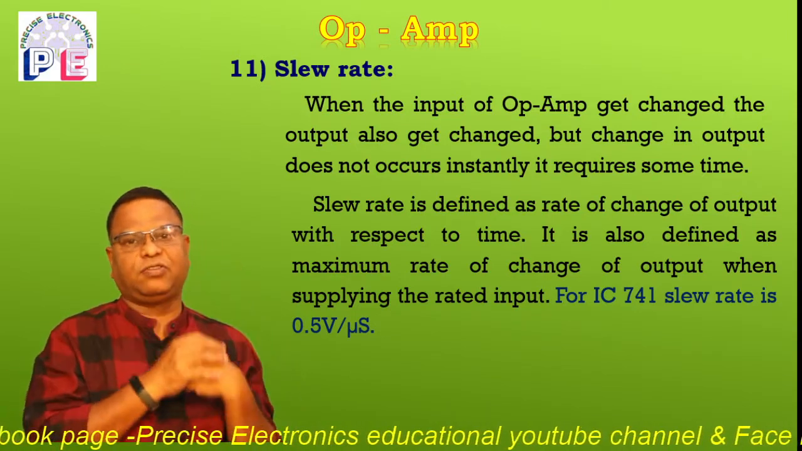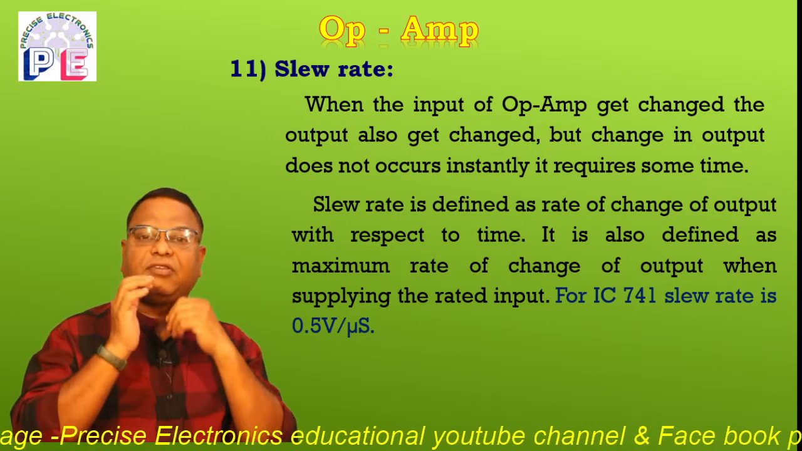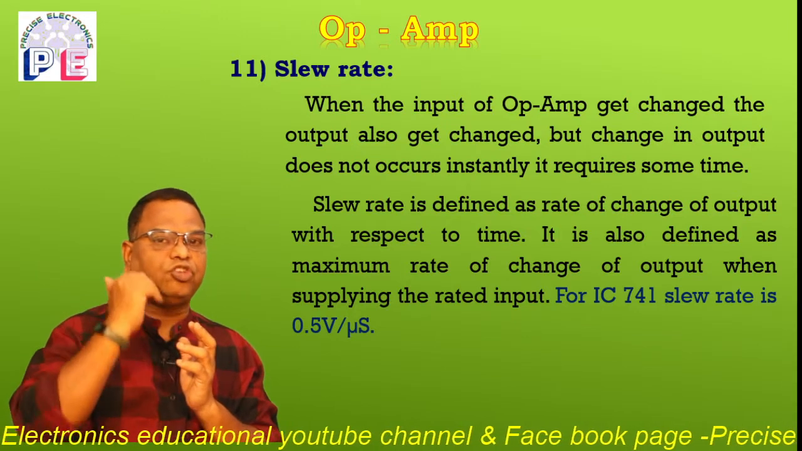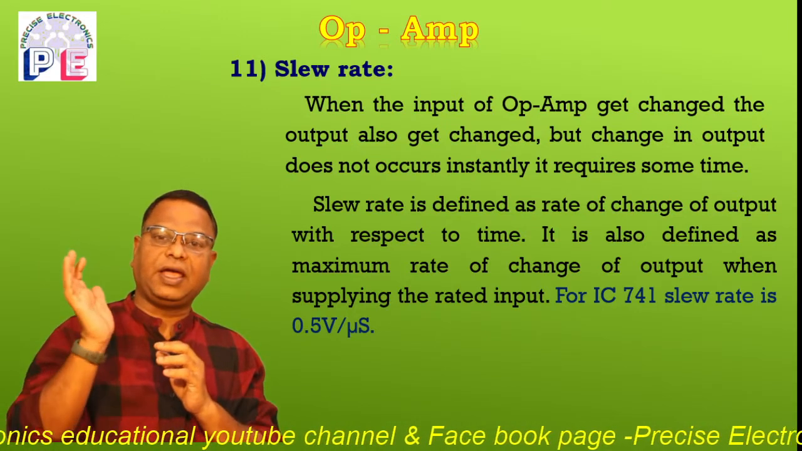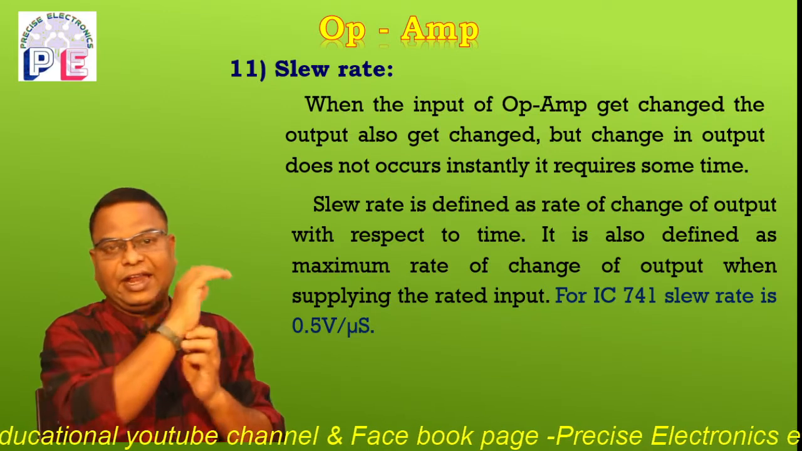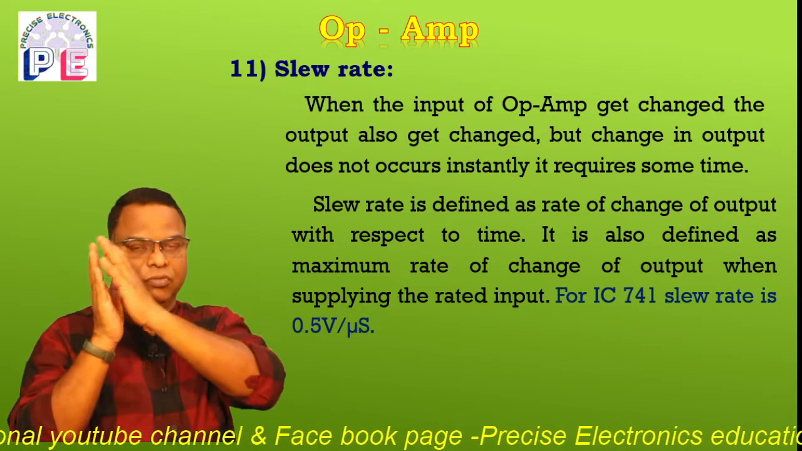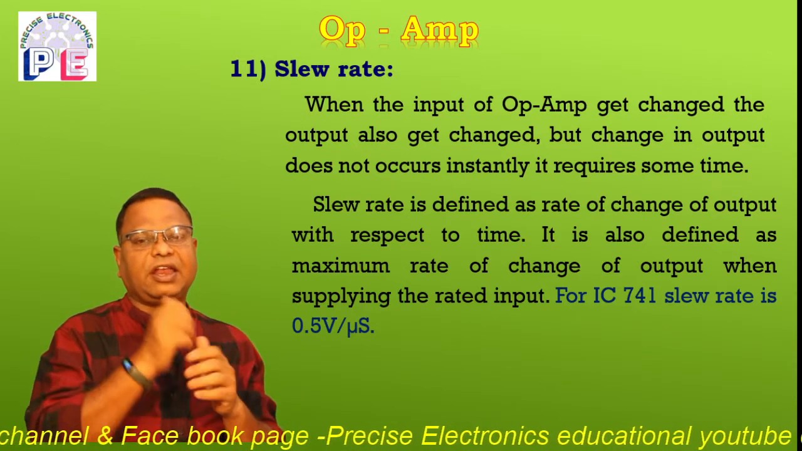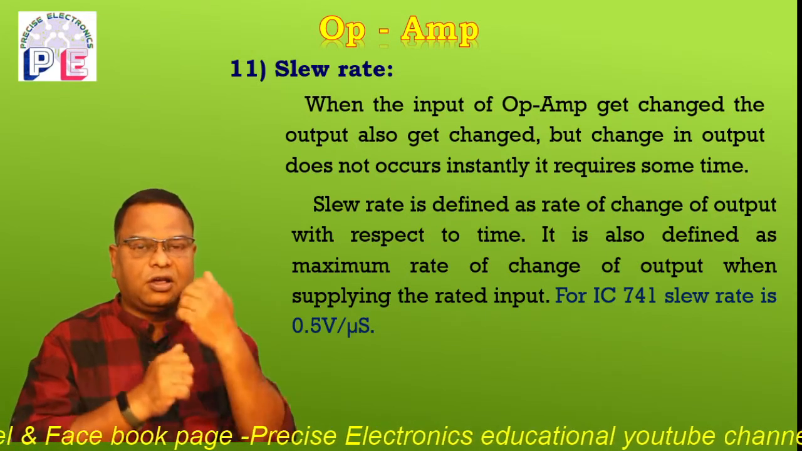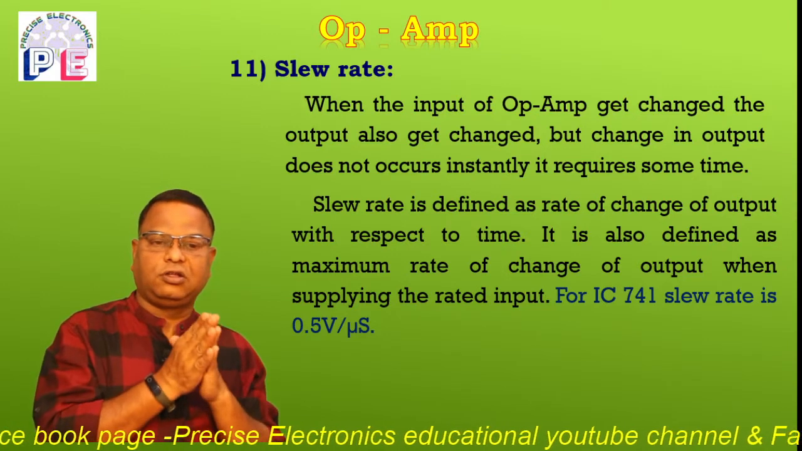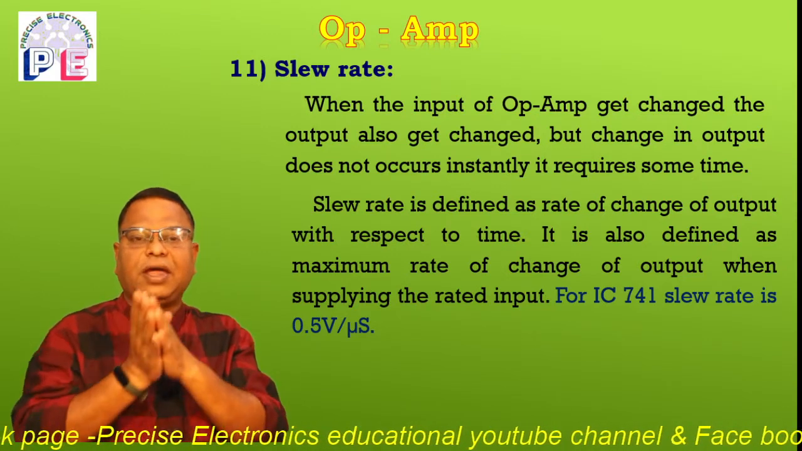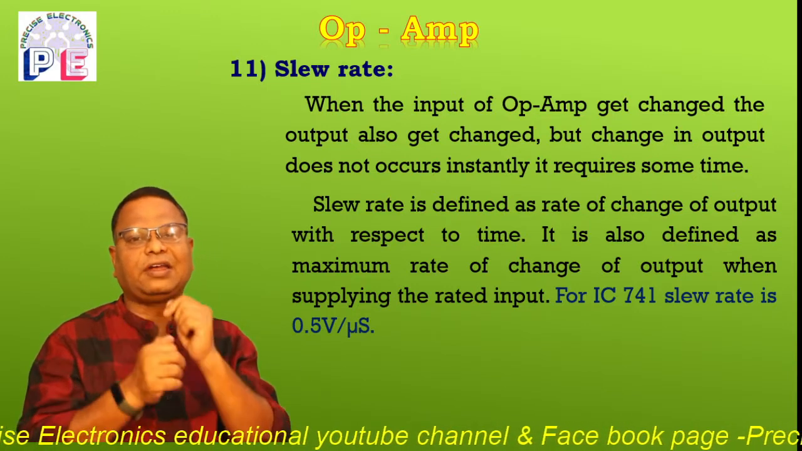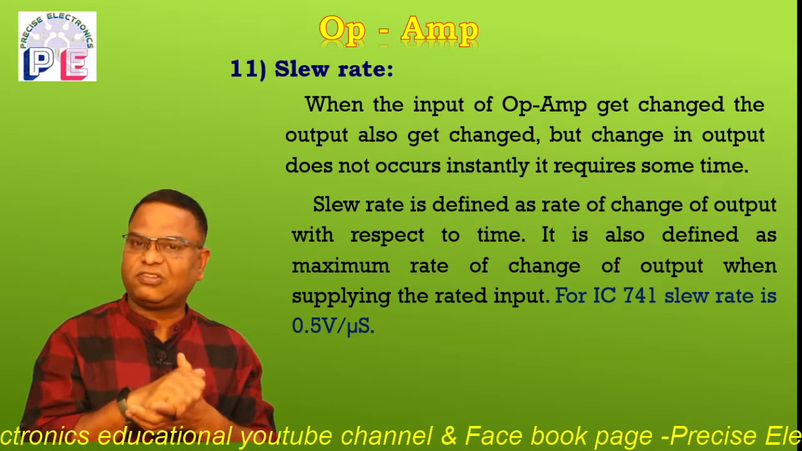It is also defined as the maximum rate of change of output when supplying the rated input. That means when the input changes, there will be a change in output, but it requires some time, and we have to find that ratio, which gives the slew rate. Slew rate is given by delta V output upon delta T, where T is time.